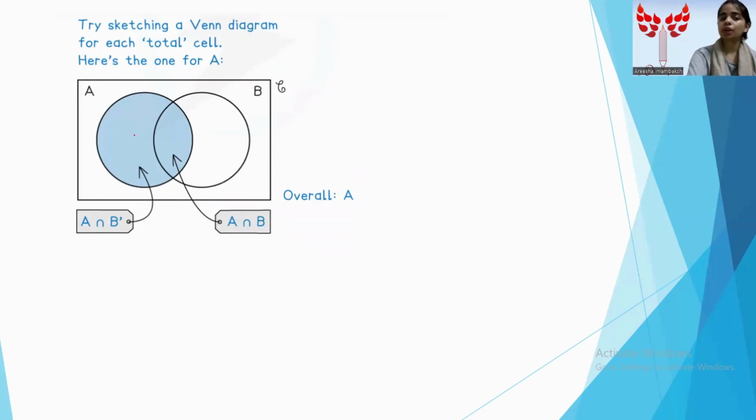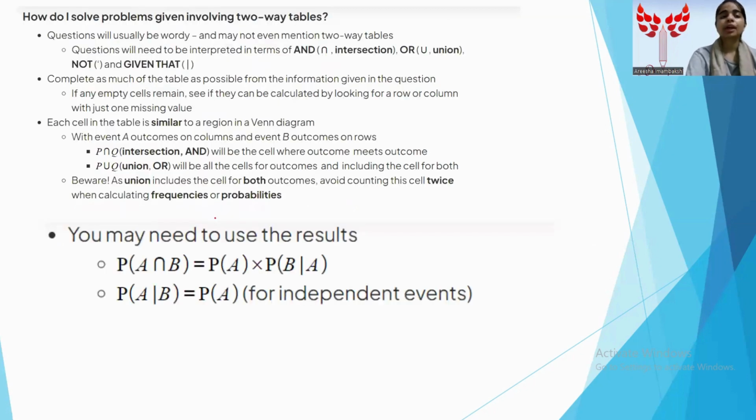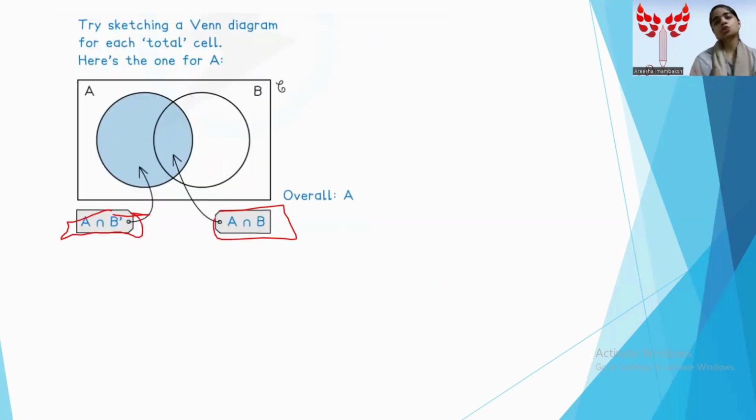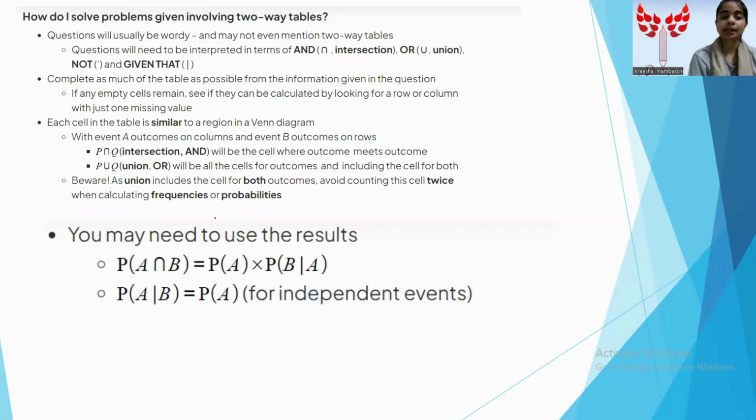Here you can see overall A. How do you get overall A? A intersection B complement plus A intersection B. So you should try sketching for all of them. That would help you in shading, and that will help you in the topic we are now starting.